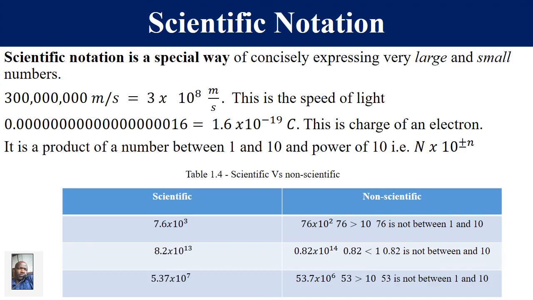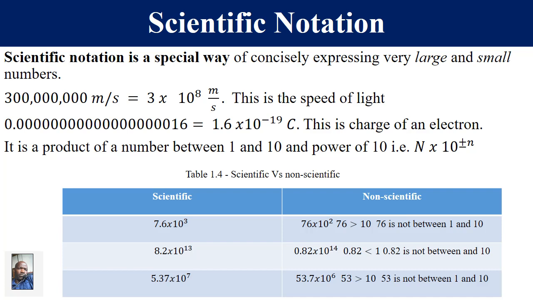Scientific notation is also a basic fundamental concept that must be known by students pursuing electrical engineering, and it is a special way of expressing very large and very small numbers. For example, 300 million meters per second in scientific notation is 3 times 10 to the power 8 meters per second, and this is the speed of light in a vacuum. Then this very small number in scientific notation is 1.6 times 10 to the power minus 19 coulomb, and this is the charge of one electron.